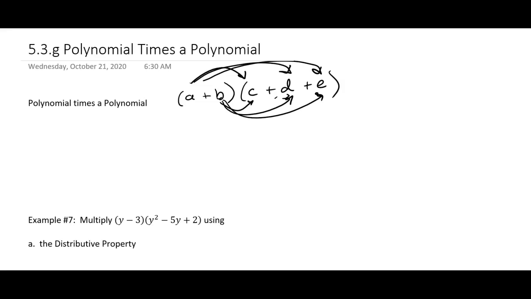You can't use the acronym FOIL because there's too many terms. FOIL only works for a binomial times a binomial. But that's the idea. You're taking one term times each of the others, and then the other one times each of the others. Now, you might be asking, could I have a trinomial times a trinomial? Yeah, sometimes we'll see those problems. I don't know if there's any in this textbook, but sometimes they'll have those. You just have to make sure that each term in the left polynomial gets multiplied times each term in the right polynomial.